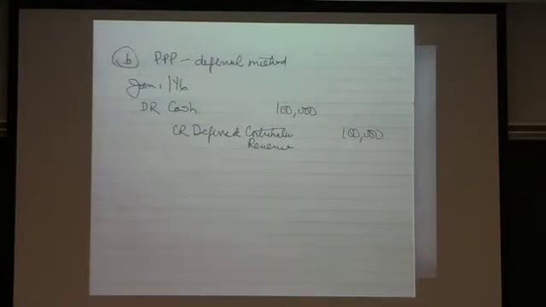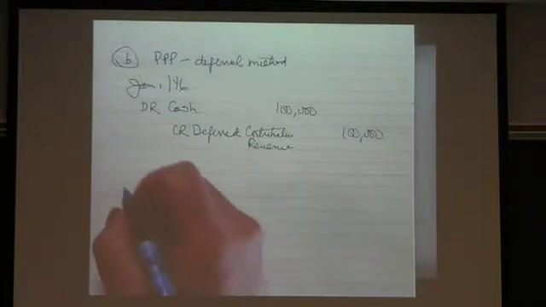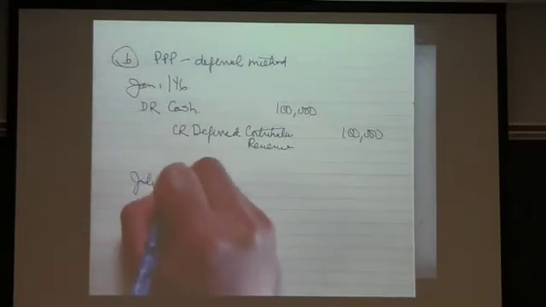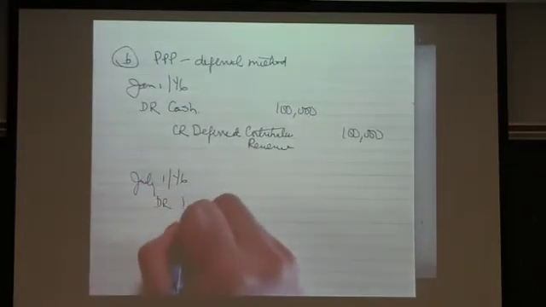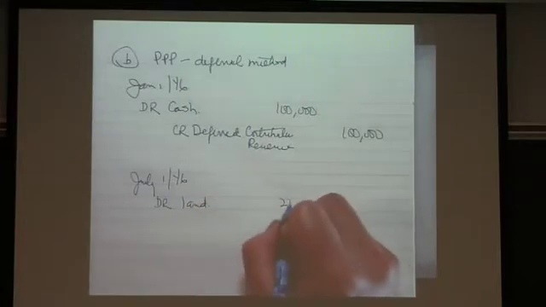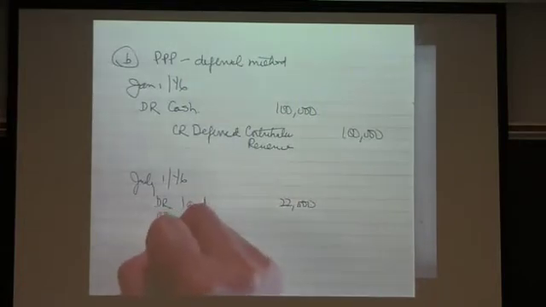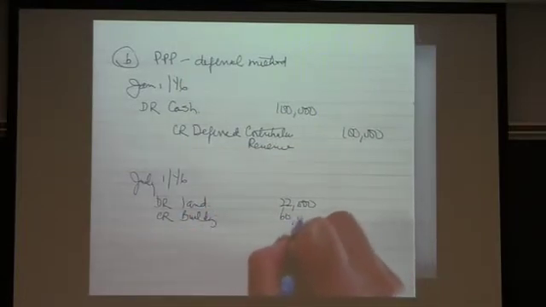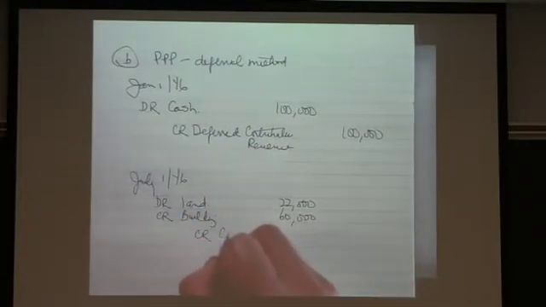Now, on July 1st, year 6, they acquired land and building for $22,000 and $60,000 cash. So we need to record that. Debit land, credit building, credit cash.